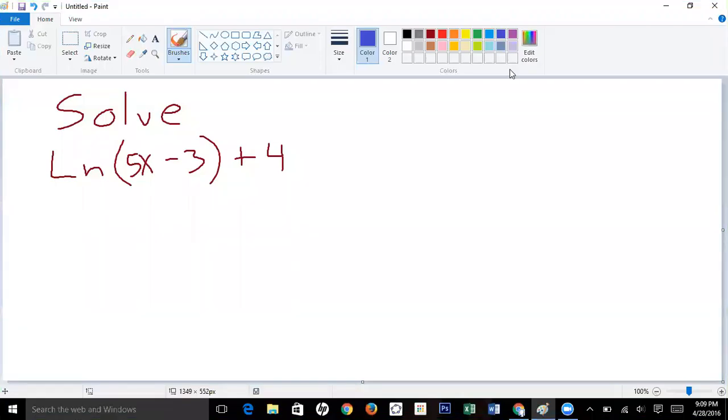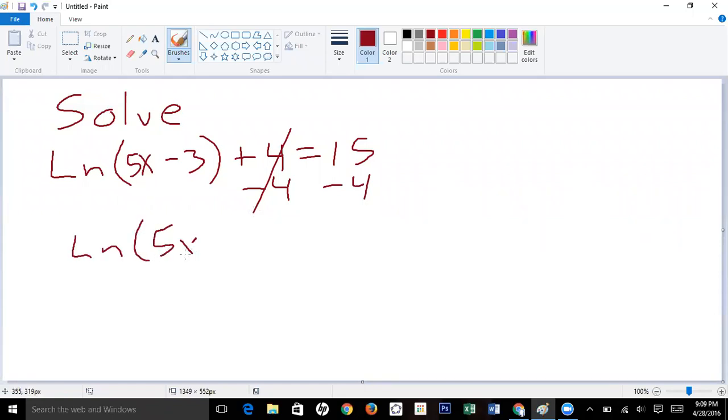In this video, we are going to learn how to solve natural log equations by using its inverse with a base of e. The first thing we want to be able to do anytime we're using this is isolate our natural log function. So we need to get rid of this 4 by pushing it over to the other side of the equal sign. So I'm going to take that and subtract it off to the other side. So that goes away and leaves me with a natural log of 5x minus 3 is now equal to 11.